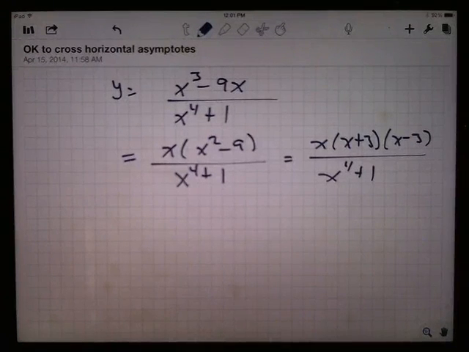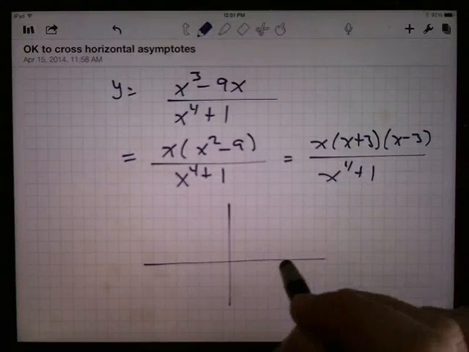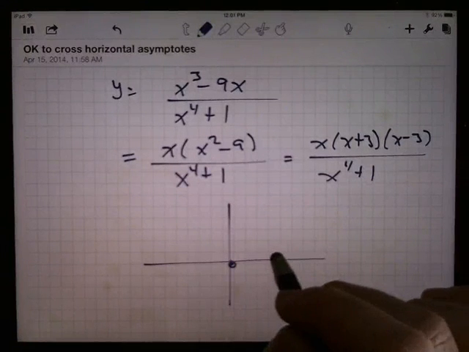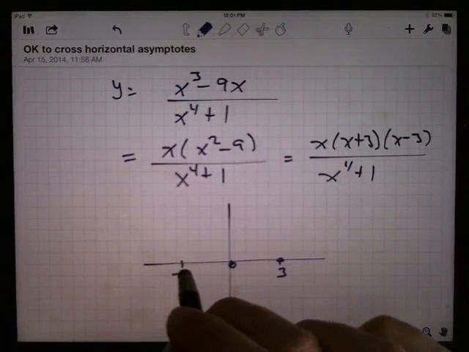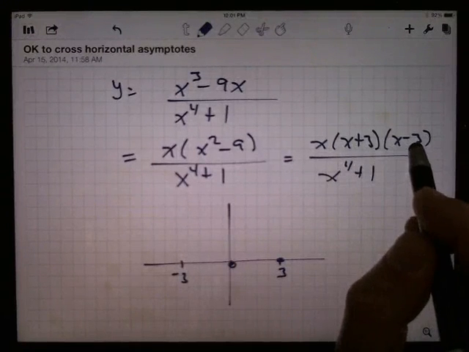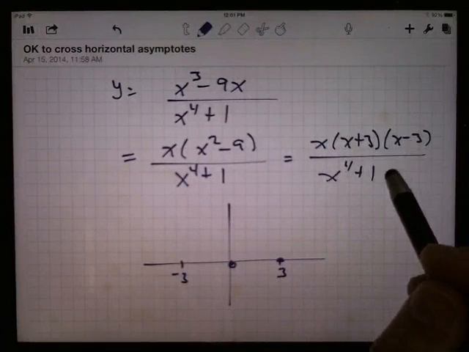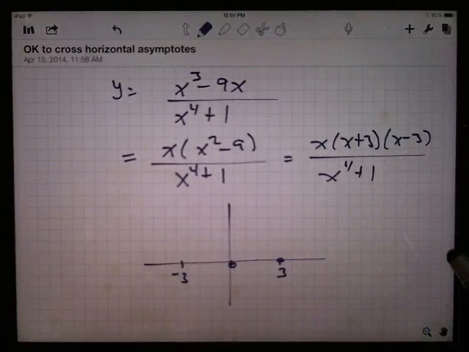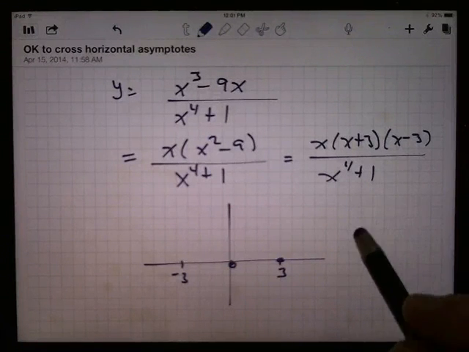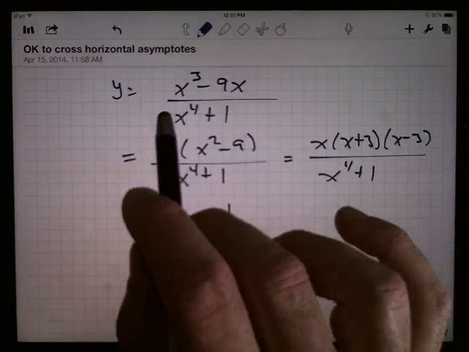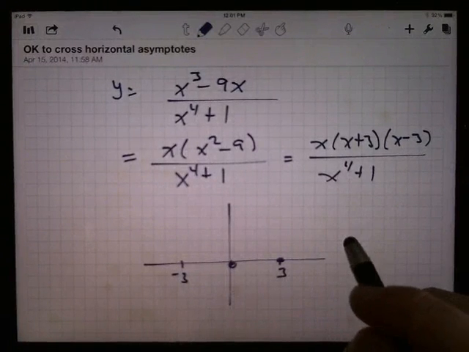Okay, this tells me a lot of stuff about the graph. It tells me it's got an x-intercept at 0, it's got an x-intercept at 3, it's got an x-intercept at minus 3. Each one of these factors generates an x-intercept because they would make the numerator equal to 0 and hence the whole function equal to 0. The denominator would be creating vertical asymptotes, but the denominator is never 0. So there's no vertical asymptotes.